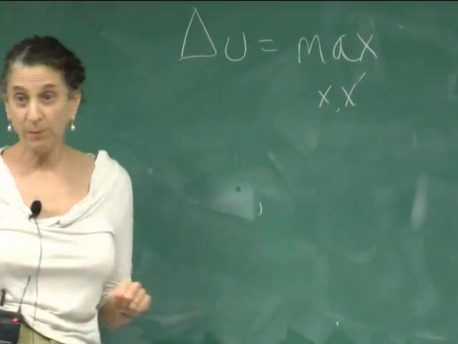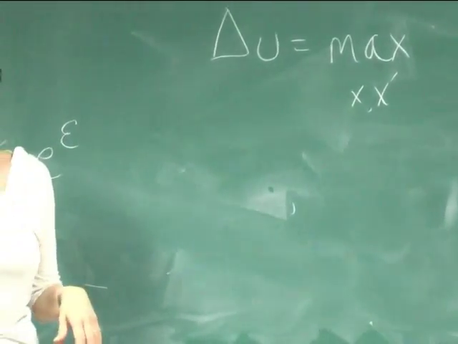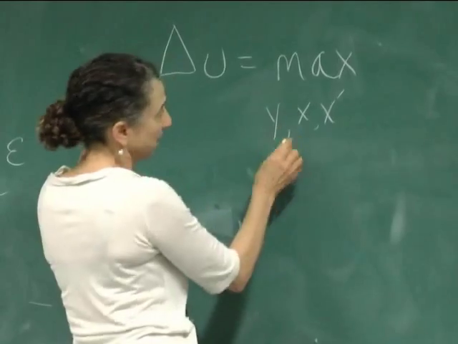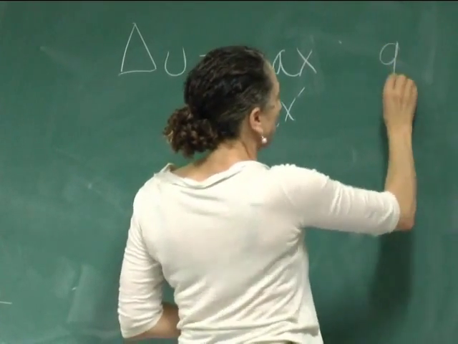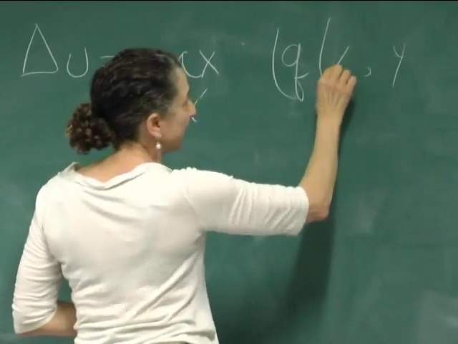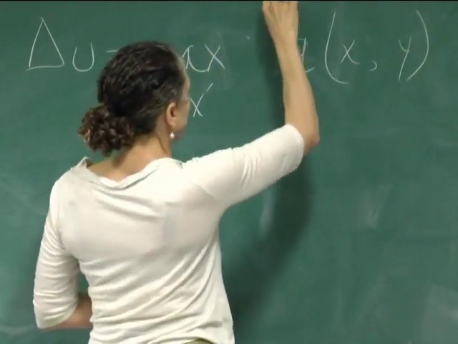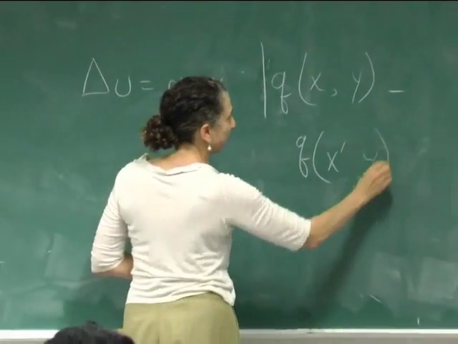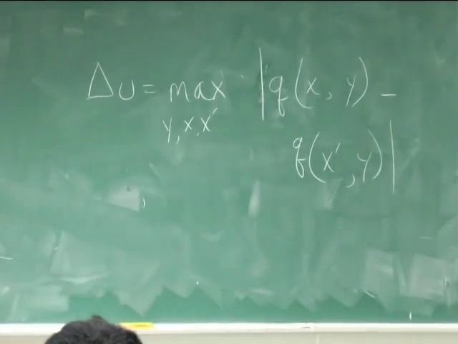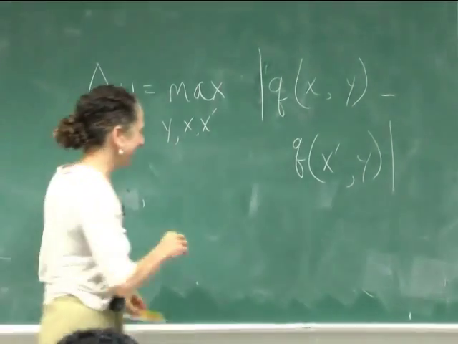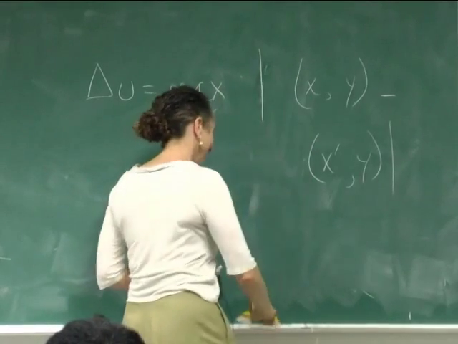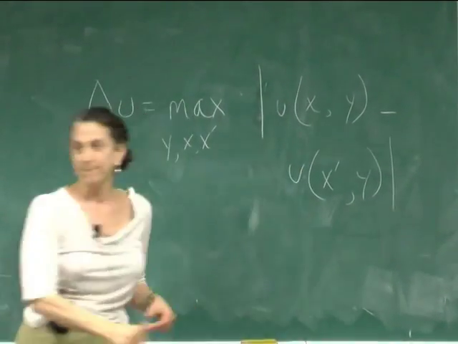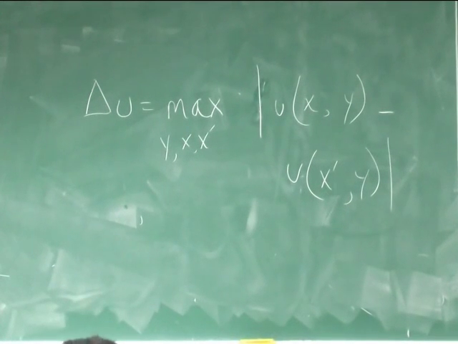It's going to be the maximum over all adjacent x and x prime and all y of the quality of y when the database is x minus the quality of y when the database is x prime. Oh, sorry, the utility. So this is the sensitivity of the utility function. How much, in the worst case, can one person's data affect the utility?